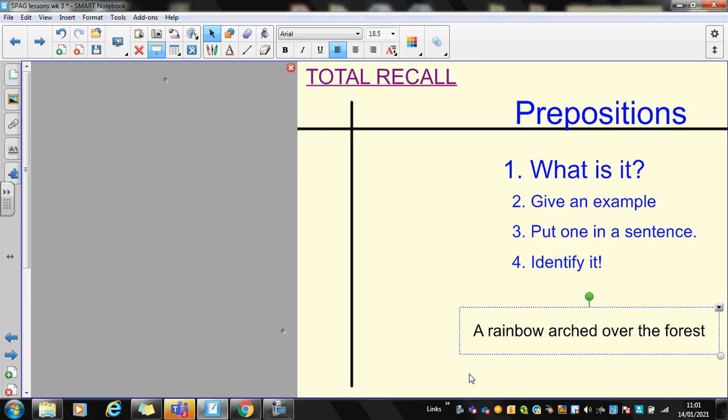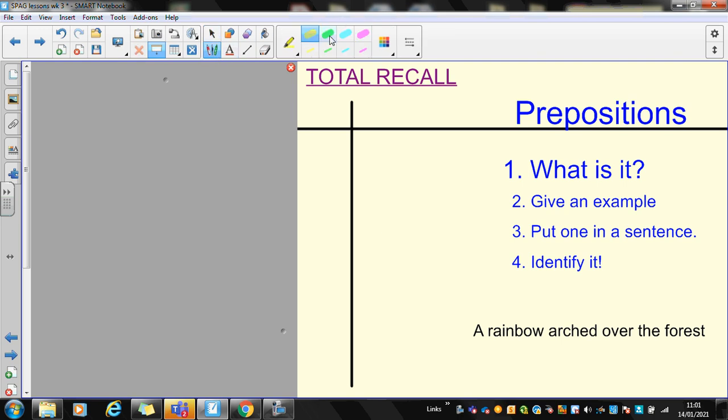Another way you could do it is you could eliminate the words that aren't prepositions. So for example, if I just pick up a pen here, we could say that, well, it's not a because that's the determiner. It's not rainbow because that's a noun. It's not arched because that's what the rainbow's doing, that's a verb. It's not the, because that's a determiner, and it's not forest, because that's a noun, that's a place. So you could do it that way, but I'm pretty sure you would have been confident. The word that tells us where the rainbow arched is the word over. So give yourself a big tick if you got that right.